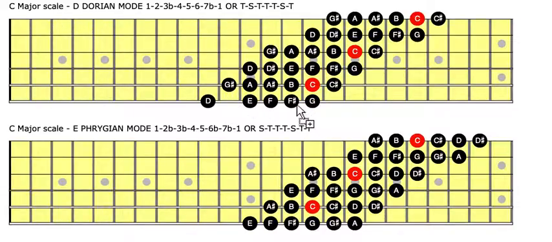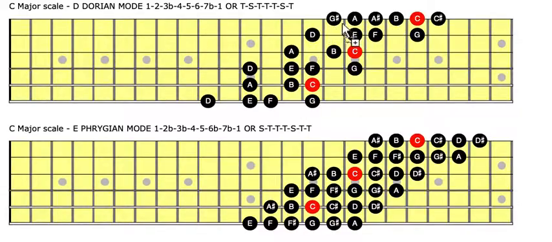Okay, so we remove it. So we produce that D, E, F, G, A, B, C, D, E, F, G, A, B, C, D, E, F, G, A, B, C. So this is the C major scale, and this is the Dorian mode, the D Dorian mode. Okay. So we go to the next one.